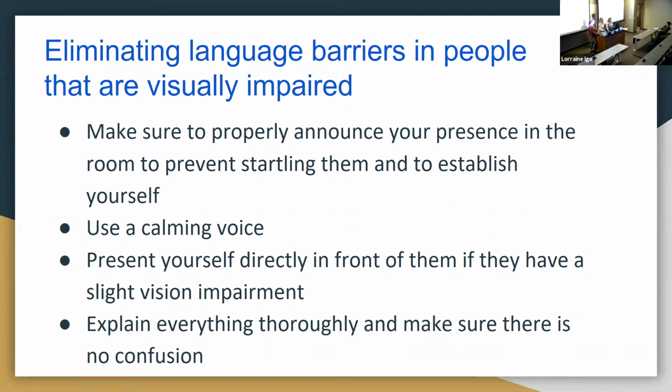So eliminating language barriers in people that are visually impaired. You want to make sure you properly announce your presence in the room to prevent startling them and to establish yourself. You want to talk in a calm voice, like don't speak so loudly to try and overcompensate. Present yourself directly in front of them if they have a slight vision impairment, and explain everything thoroughly and make sure that there is no confusion.